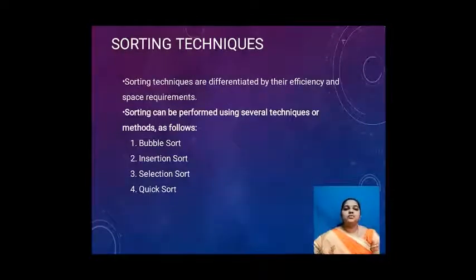So we are going to see about four types of sorting methods based on their efficiency and requirements. First one is the bubble sort, second one is the insertion sort, third one is the selection sort, and fourth one is the quick sort method.